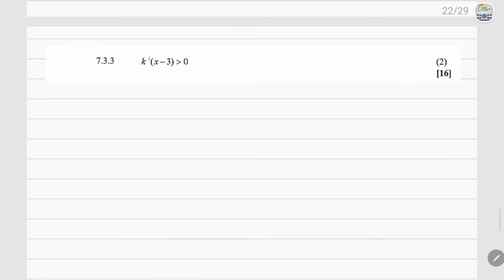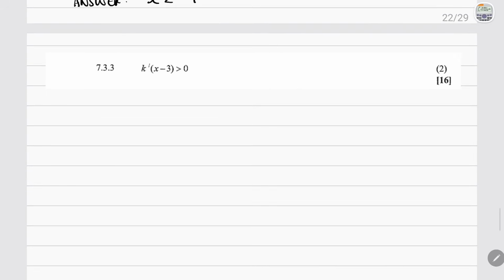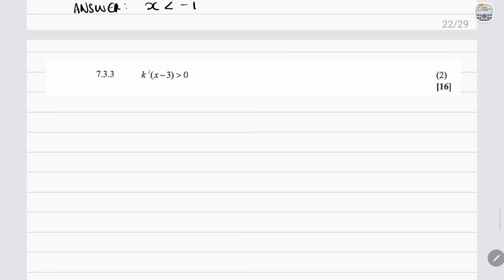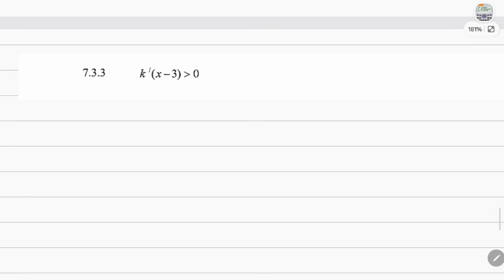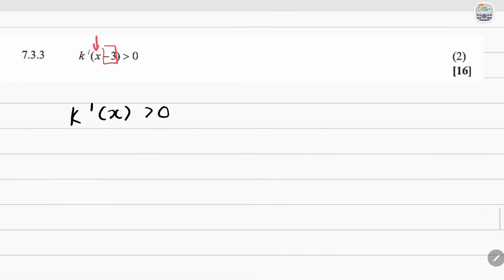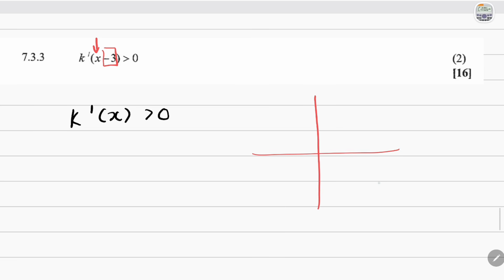So this question, 7.3.3, the last question for calculus question 7, is: where is k prime of x minus 3 greater than 0? This is very similar to k prime of x being greater than 0, but this time they've said minus 3. So remember, when you are adding or subtracting to an x value, remember what you're doing to this point: you are either shifting the point to the left or to the right. Up and down movements only affect the y value.